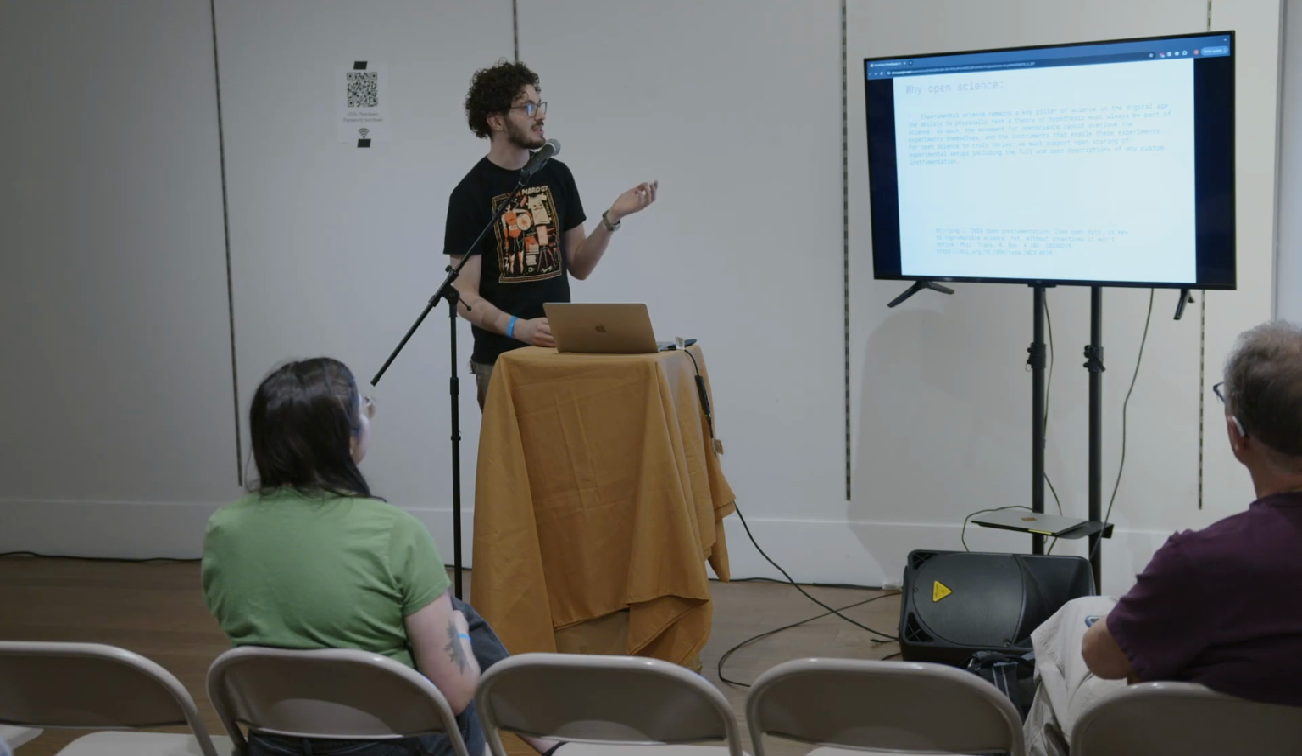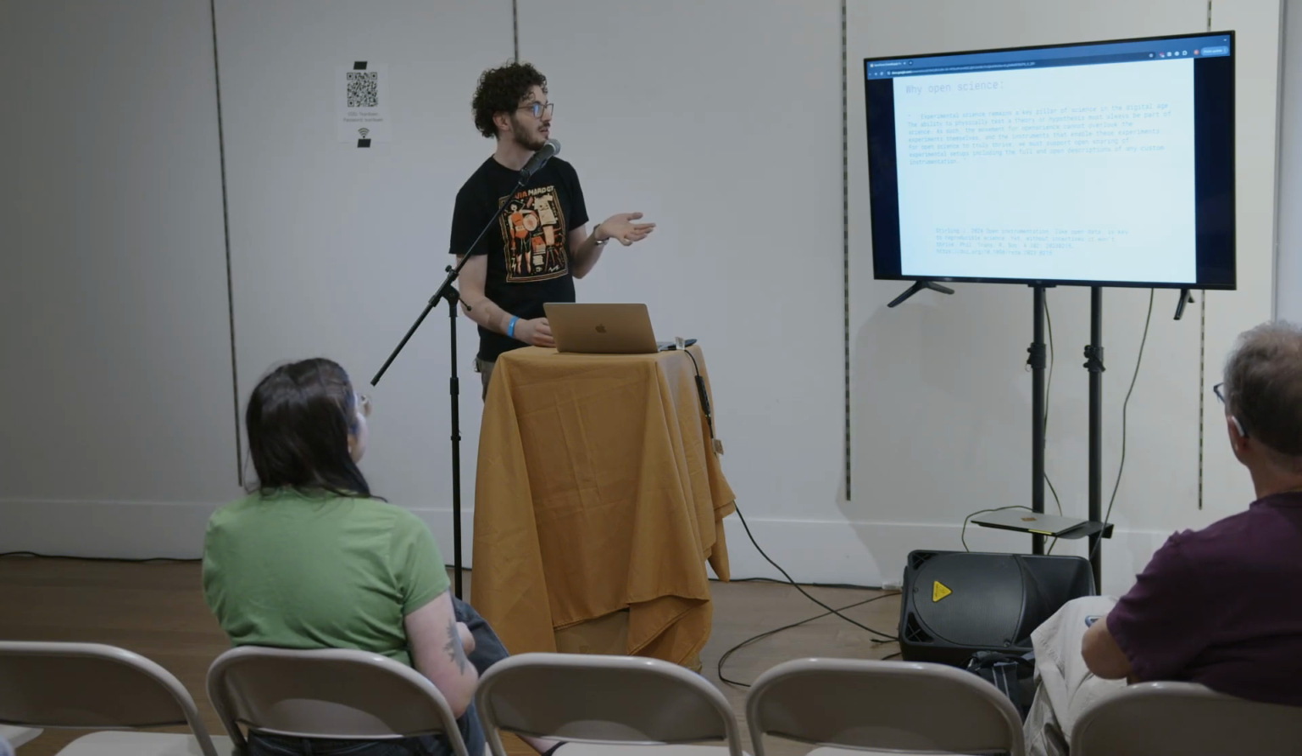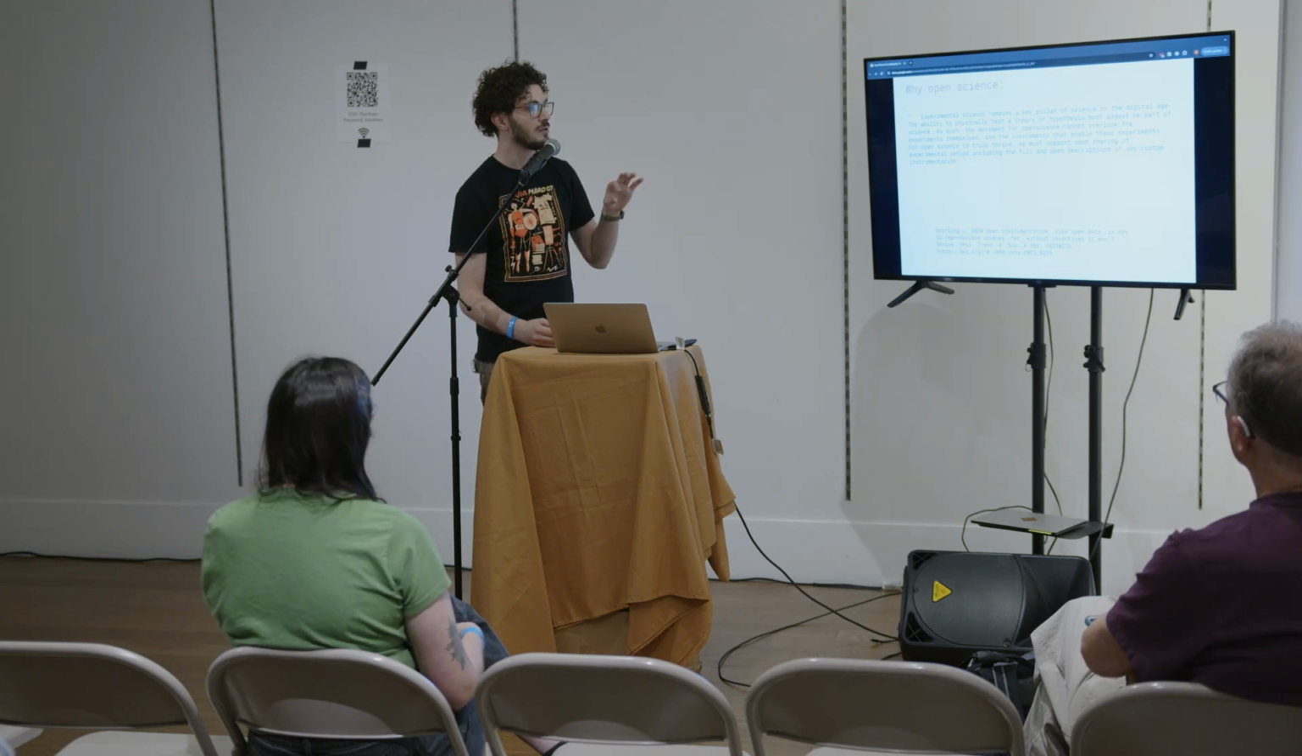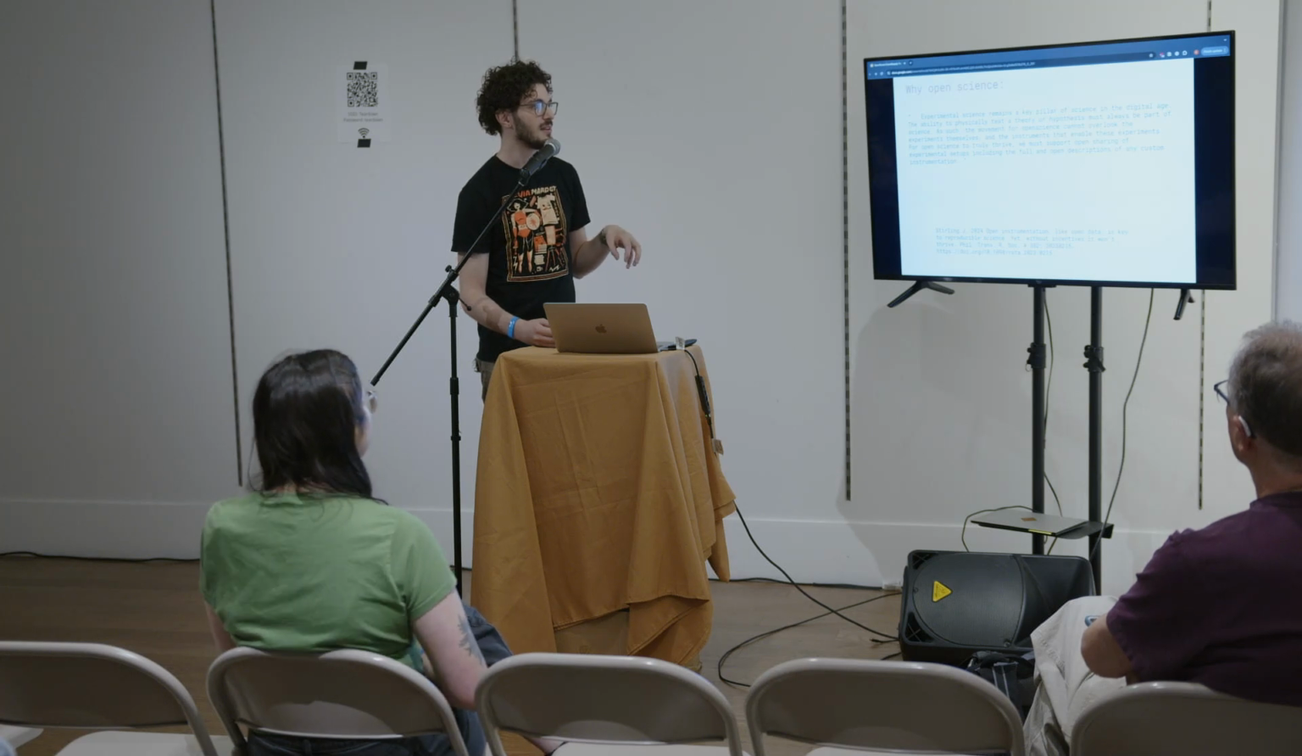Experimental science remains a key pillar of science in the digital age. The ability to physically test a theory or hypothesis must always be part of science. As such, the movement for open science cannot overlook the experiments themselves and the instruments that enable these experiments. For open science to truly thrive, we must support open sharing of experimental setups, including the full open description and any custom instrumentation.